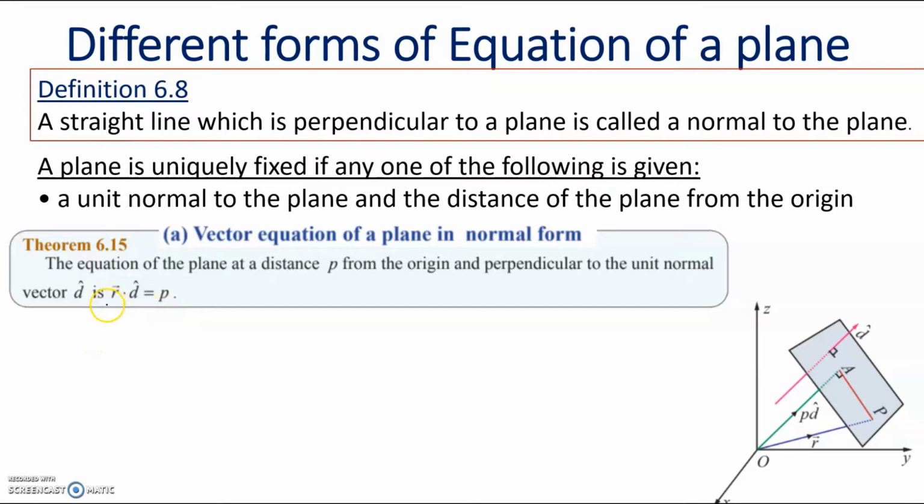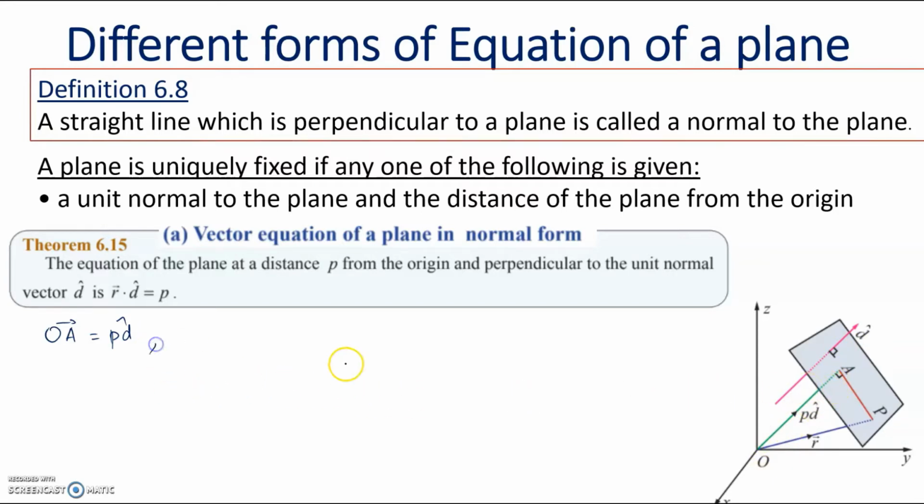I'll briefly explain how we derive this formula. Now, you can see that OA can be defined as p d cap because this vector OA is parallel to d cap. OA will be perpendicular to the plane because it's the distance from the origin to the plane, so it has to be perpendicular here. So this should be parallel to d cap, and d cap is the unit vector. Therefore, p times d cap will be your OA vector.